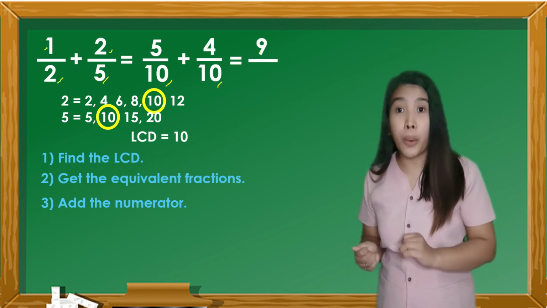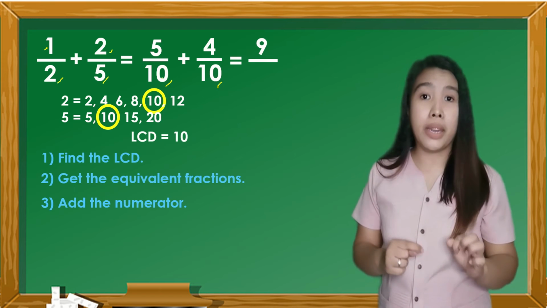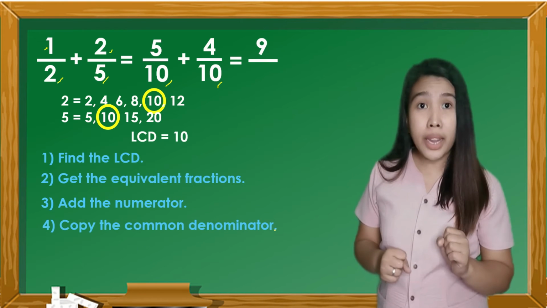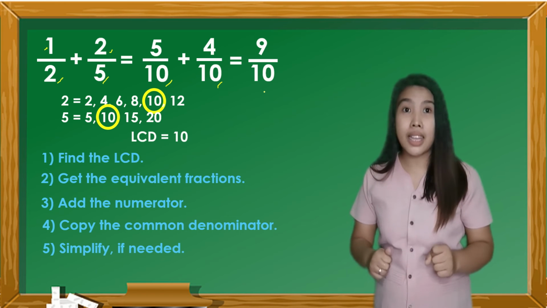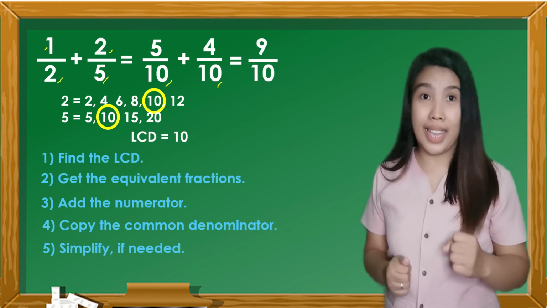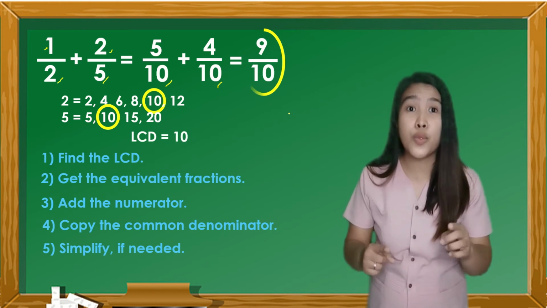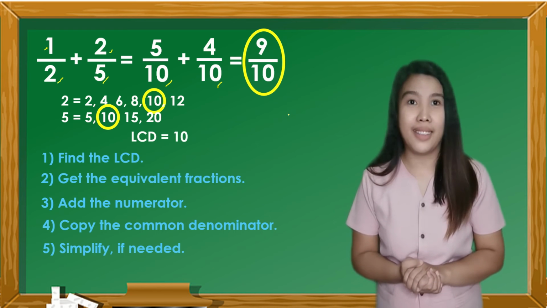And then, step 4, copy the common denominator. What is our common denominator? Very good. That would be 10. So the answer is 9 over 10. Since 9 over 10 is in simplest form, no need to simplify.